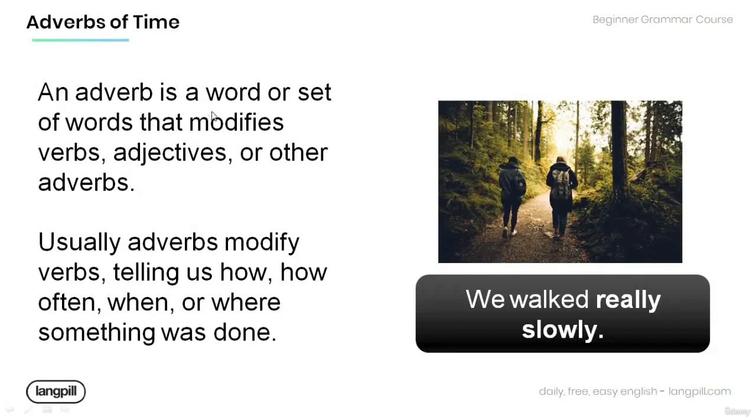Remember that an adverb is a word or set of words that modifies verbs, adjectives, or other adverbs. Note that adverbs usually modify verbs, telling us how often, when, or where something was done. Have a look at the example over here. We walked really slowly. Note that the adverb slowly modifies the verb walked, and it tells us how we walked.